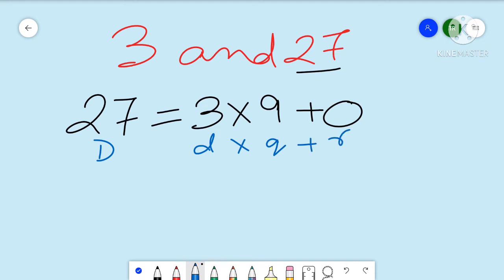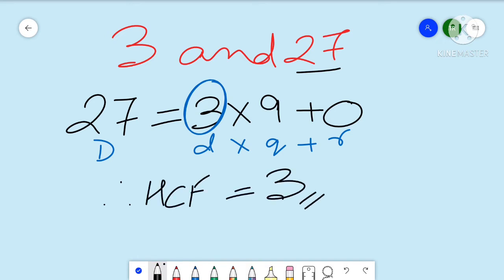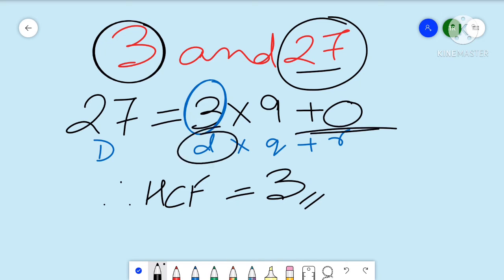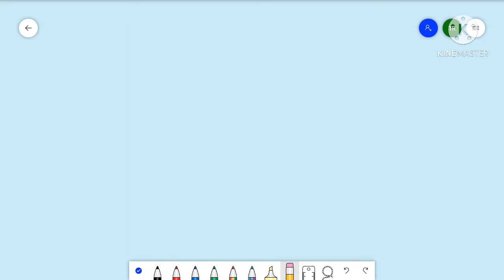Okay, so what will be the HCF? The HCF will be this divisor. So therefore the HCF will be equal to 3. Okay, very simple. In this case, we take the larger number first and try to express it as a multiple of the smaller number. As here we have got the remainder as 0, the divisor is taken as the HCF. Simple. Now let's try another one, a little bit complex.